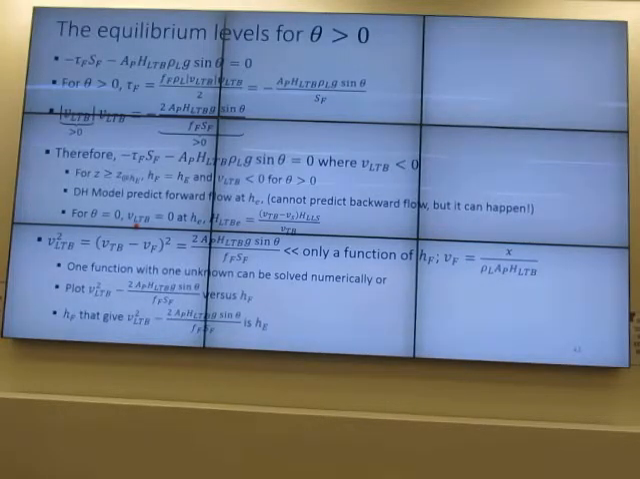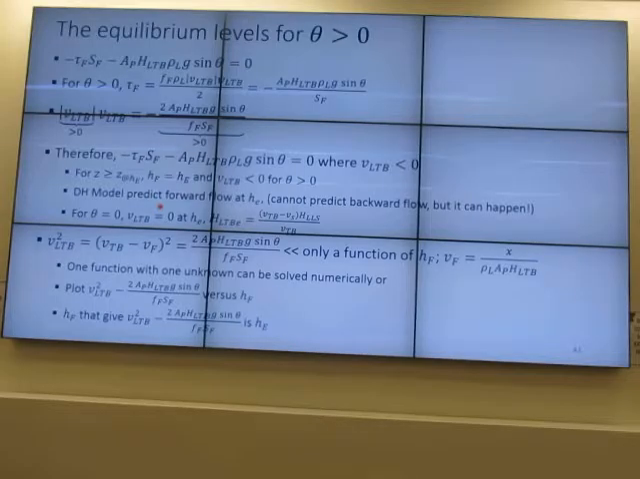Hubbard predicts that the velocity is forward. Beyond that point, velocity is forward. Velocity is forward. So Dr. Hubbard model cannot predict the backward flow to begin with, because the Jacobian equation is only for horizontal flow. Okay, so this is the problem. So the Hubbard model cannot predict the backward flow.